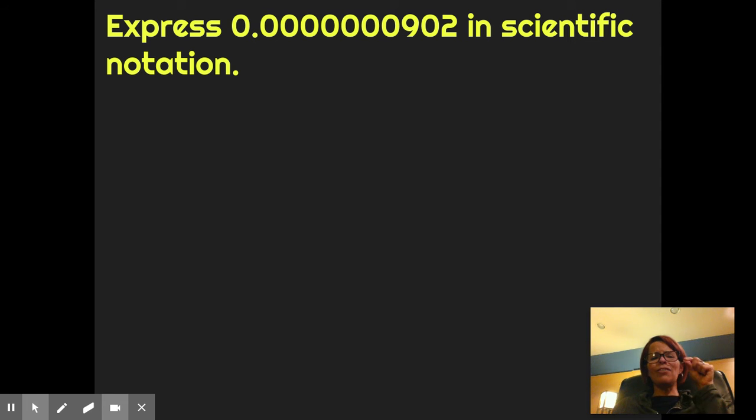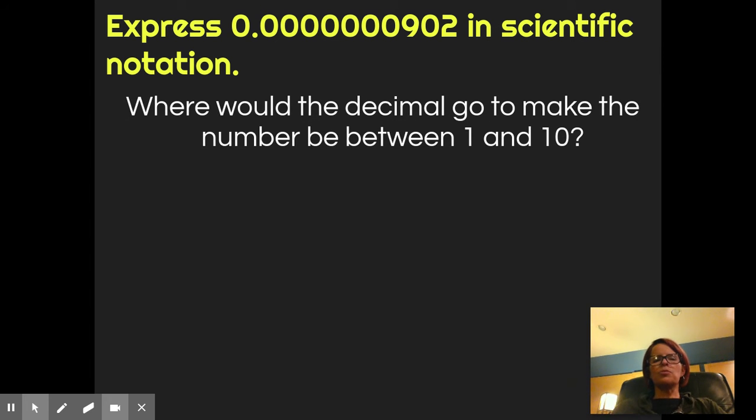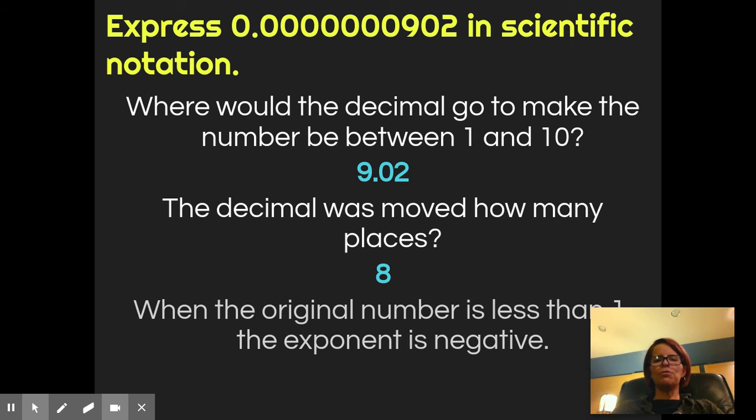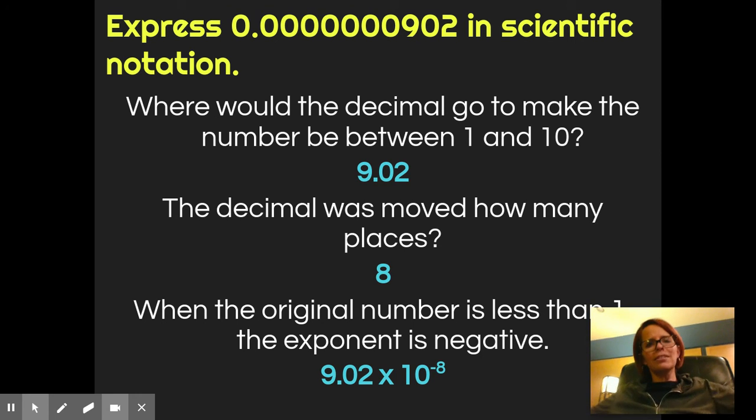So let's express this very, very, very tiny number in scientific notation. This time we have to move the decimal point in the opposite direction. So how's that going to affect the exponent? All right, so it says, where would the decimal go in order to make the number between 1 and 10? Well, it has to go between the 9 and the 0, so we'd make it 9.02. How many spaces did we move it? We moved it 8. So now if we're going to write this in scientific notation, it's 9.02 times 10 to the negative 8 because we went the opposite direction. If it's a wee number, you make it a negative sign. If it's a humongous number, you make it a positive sign for the exponent.